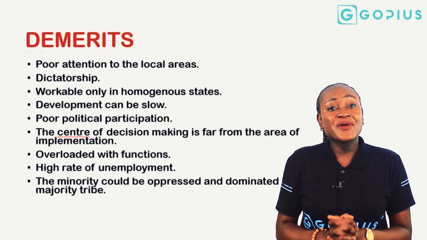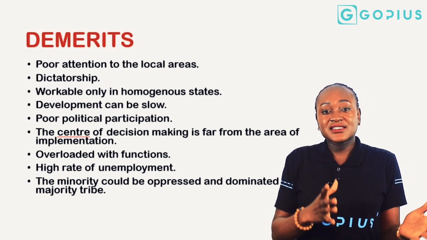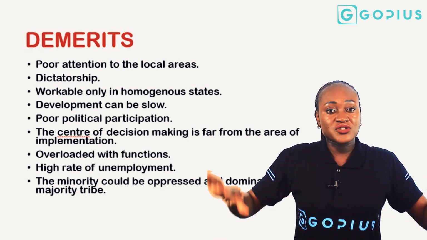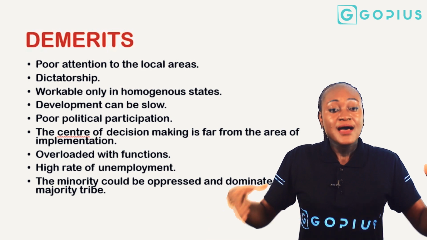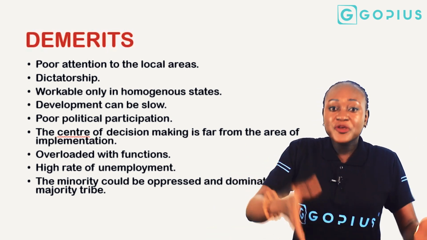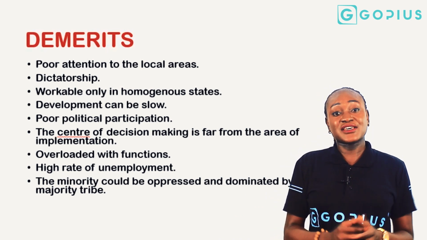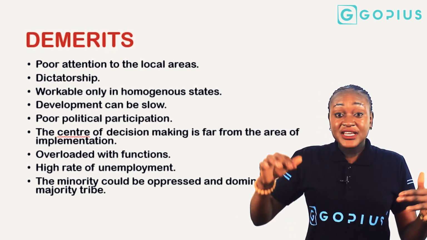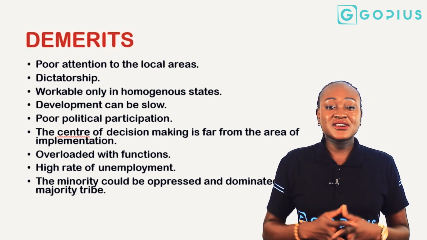And then it could bring about a high rate of unemployment, because when the powers are separated or are shared among subordinate units, you find out that government would raise institutions, parastatals, where jobs will be created for people to be employed. And the minority could be oppressed and dominated by the majority tribe. These are the disadvantages of this system.